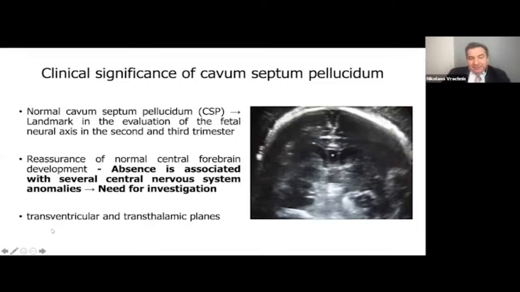The best planes to assess the cavum septum pellucidum are the transventricular and transthalamic planes, and obviously we have to get all the views, the axial, the mid-sagittal and the coronal view if possible, so our evaluation will be complete.